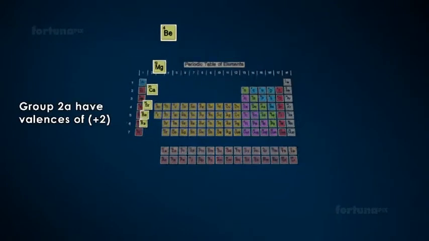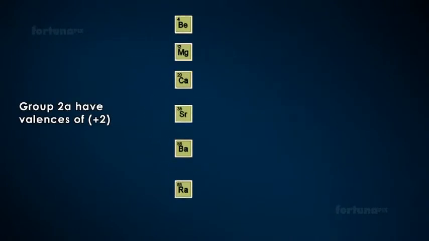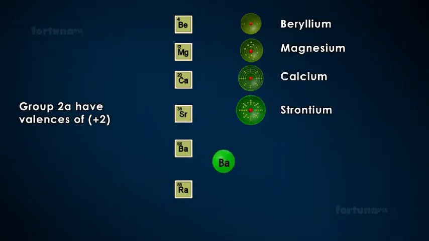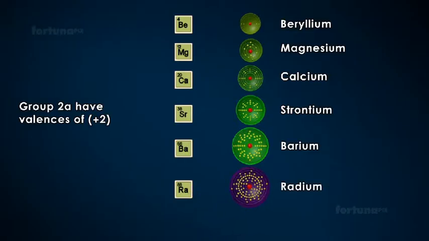Atoms of group 2A have valences of +2. These elements include beryllium, magnesium, calcium, strontium, barium, and radium.